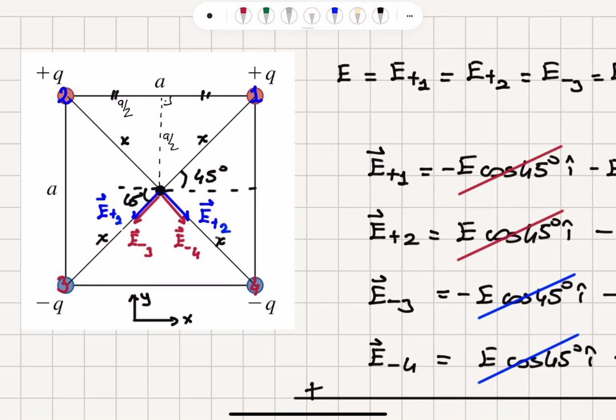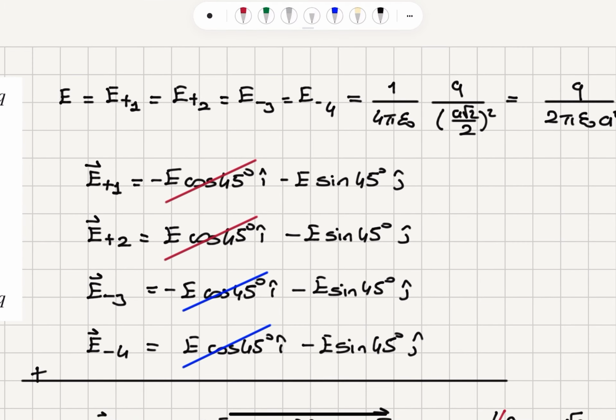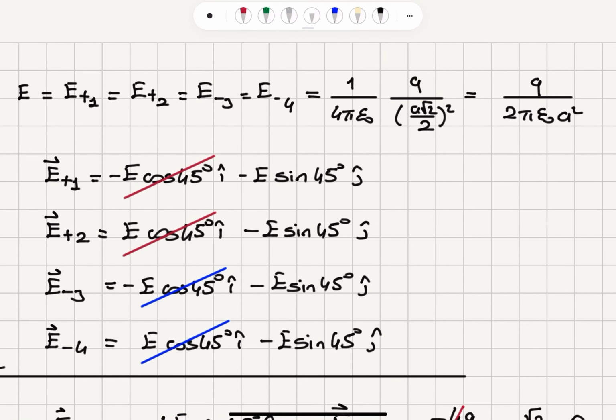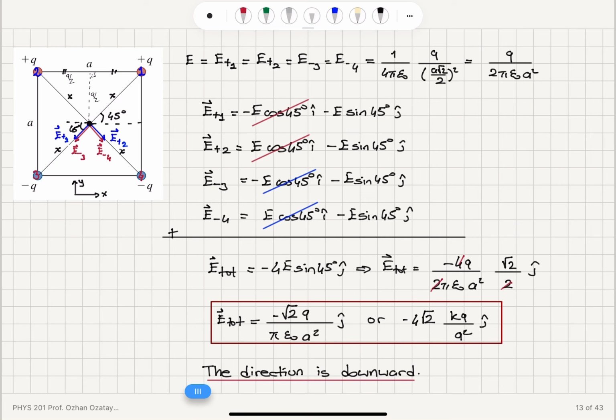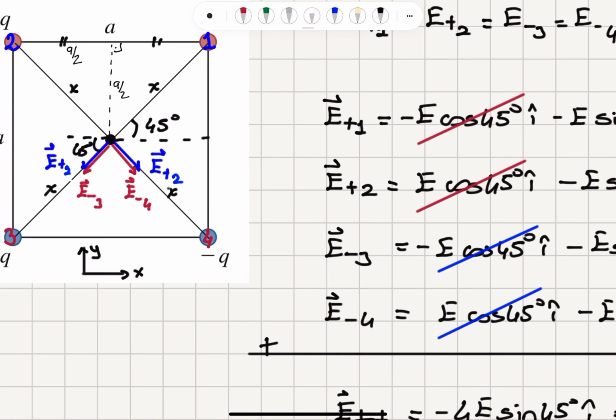We note that because the amount of charge and the distance is the same, the magnitude of the electric field is identical. It is 1 over 4 pi epsilon 0 q over a squared 2 over 2 squared. So 2 squared, 4's cancel. We have 2 pi epsilon 0 a squared at the bottom. So when we write the electric field components, the x components are cosine 45 I hat for e plus 2 and e minus 4, and minus cosine 45 I hat for e plus 1 and e minus 3. And for the y components, they're all sine 45 minus j hat direction.